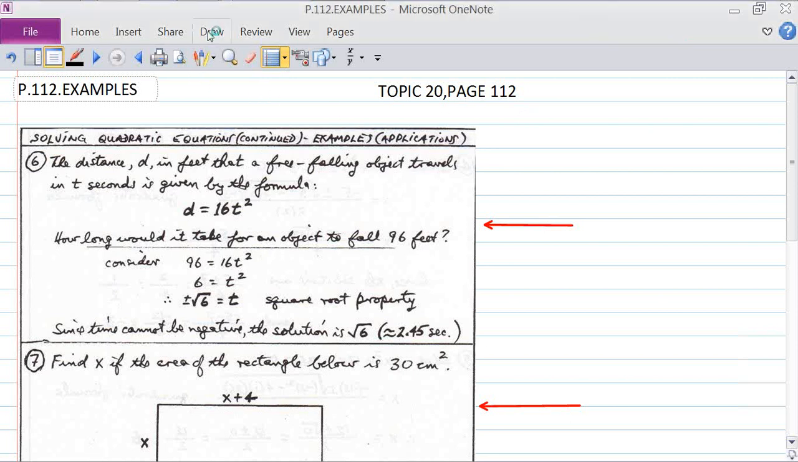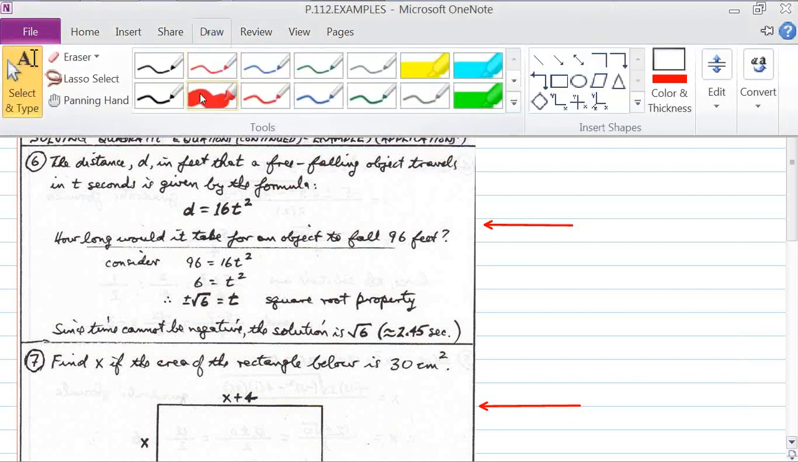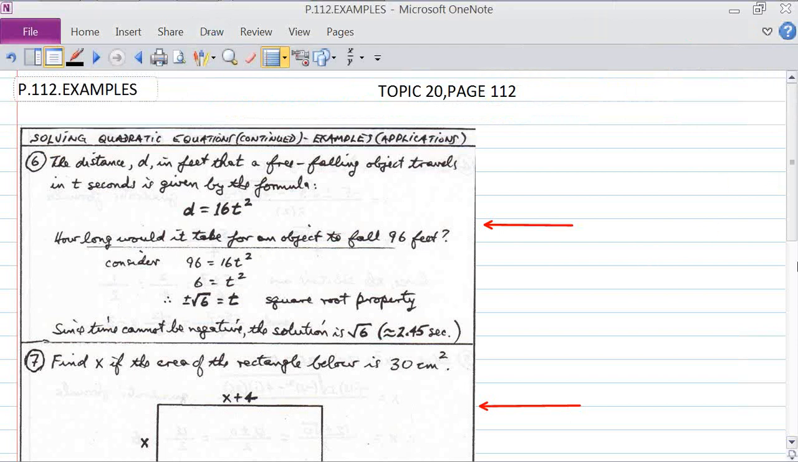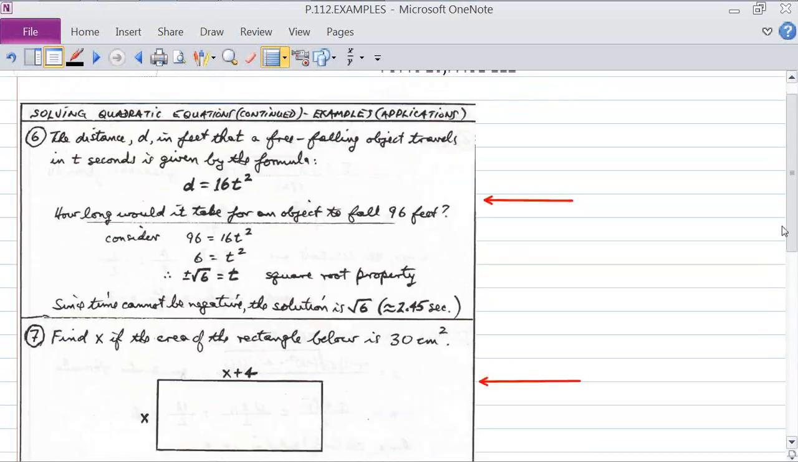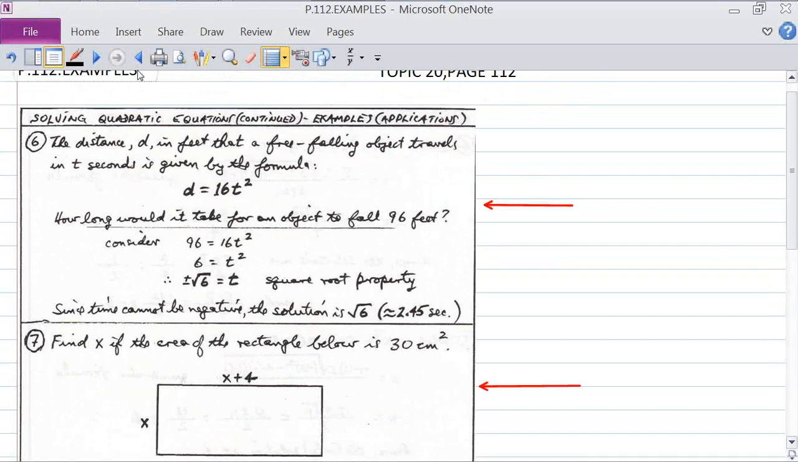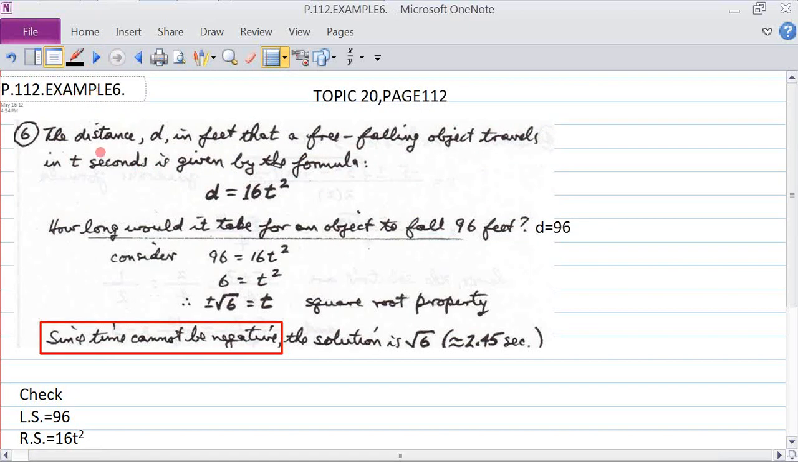We're on page 112, and we're going to do only two problems here. There's only two problems on the page, number 6 and number 7. So let's get started. Example 6.